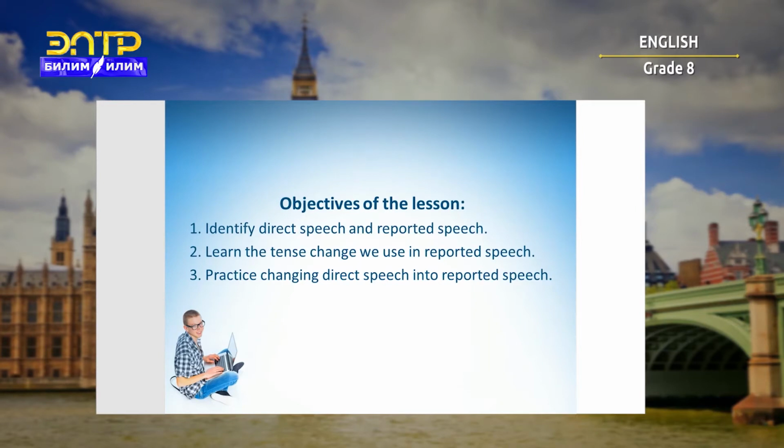Today's lesson's topic is reported speech. Objectives of our lesson today. First of all, we are going to identify direct speech and reported speech. Second, we are going to learn the tense change we use in reported speech. And third, we are going to practice changing direct speech into reported speech.